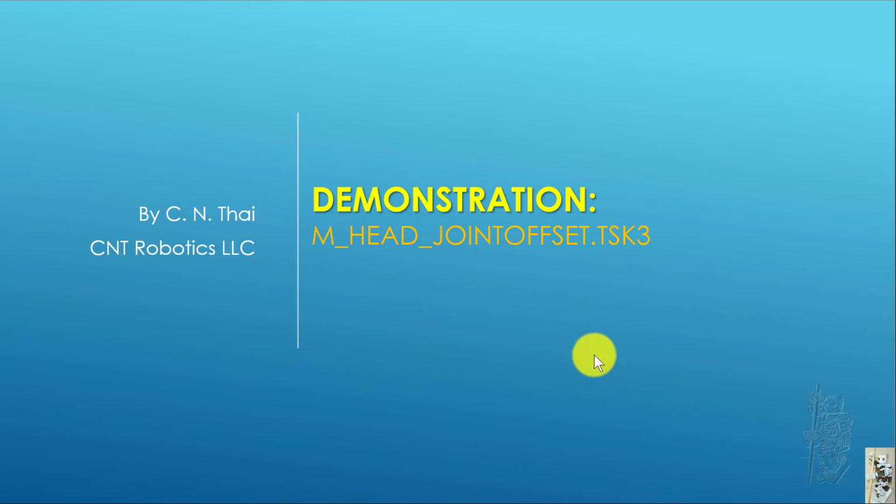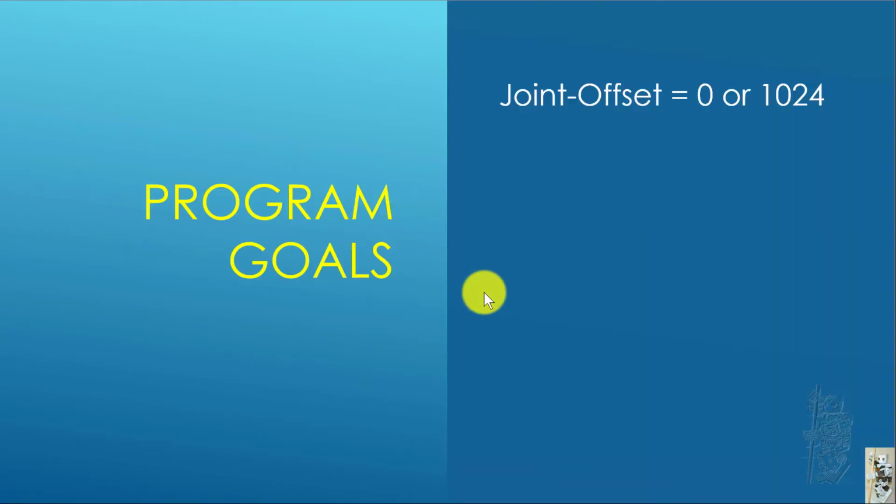Hello everybody, this is the demonstration phase of the example code head join offset. Previously, we have used a join offset to have either a special value of 0 or 1024. So you have a specific servo, you have 0 as join offset, and then all the goal positions that you define in a motion page apply.